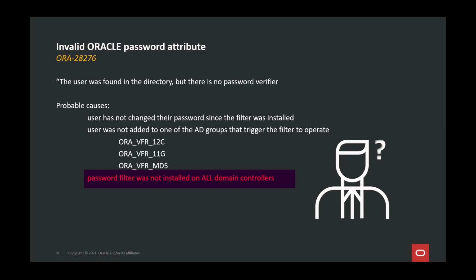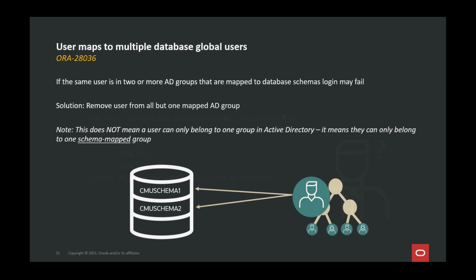And closest cannot always be a physical thing, it can sometimes be a timing thing. If you didn't install the password filter on all domain controllers, then there's a chance your user has changed their password on a domain controller that didn't have the password filter, and so their password wasn't updated in that special attribute.